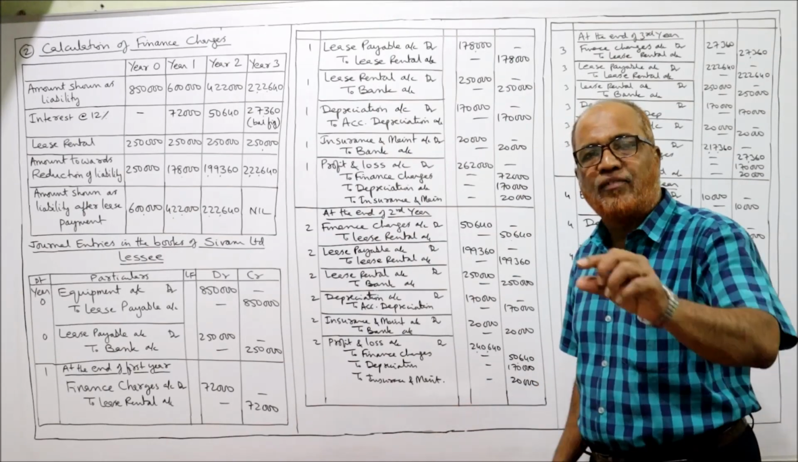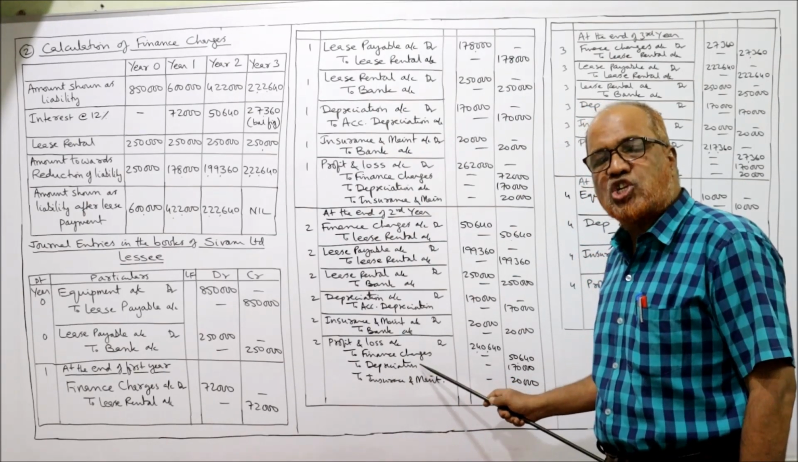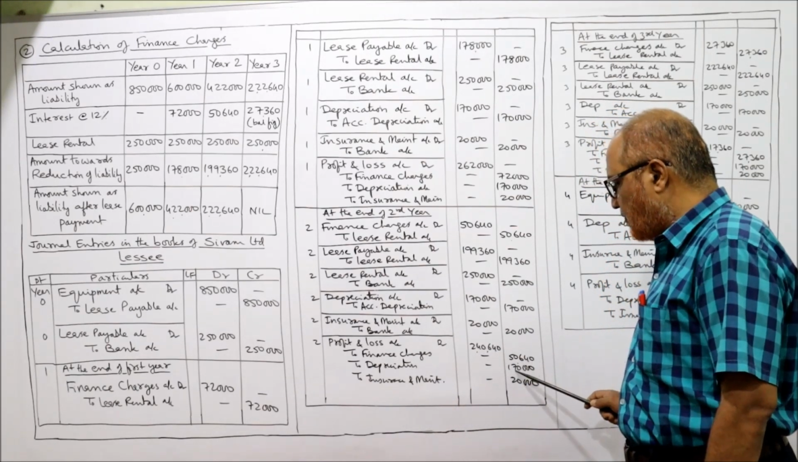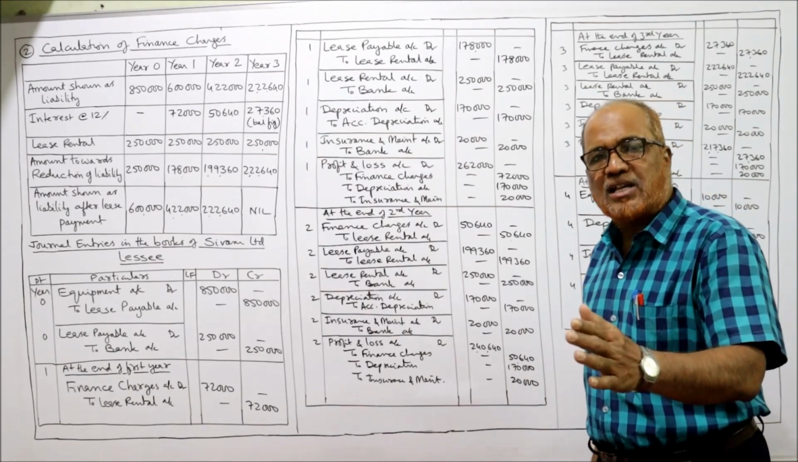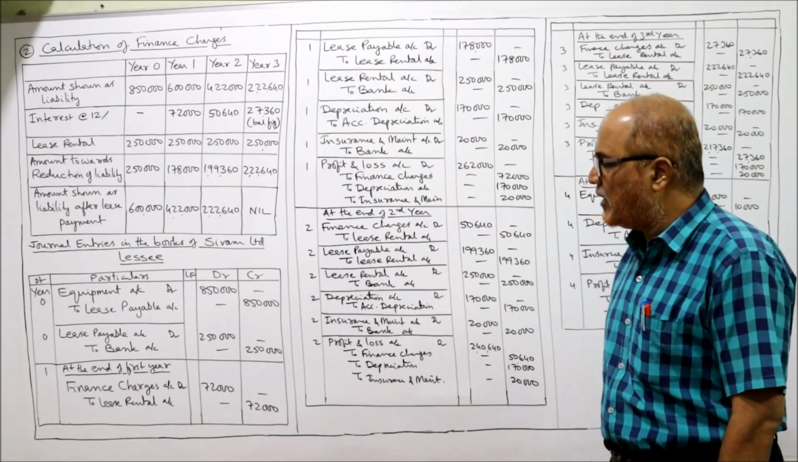Transfer entry: profit and loss account debit to depreciation, to finance charges, to insurance and maintenance. Take the total: 50,640, 1,70,000, 20,000, 2,40,640. Being the finance charges, depreciation and insurance and maintenance transferred to profit and loss account.